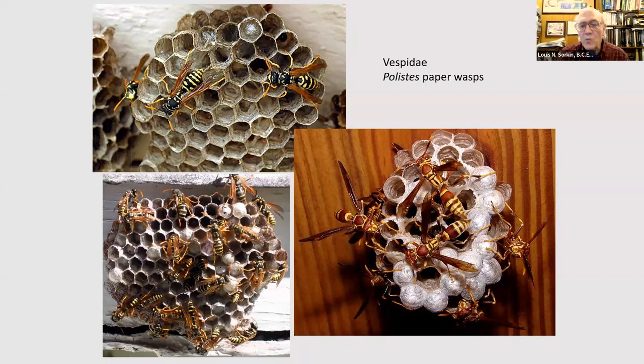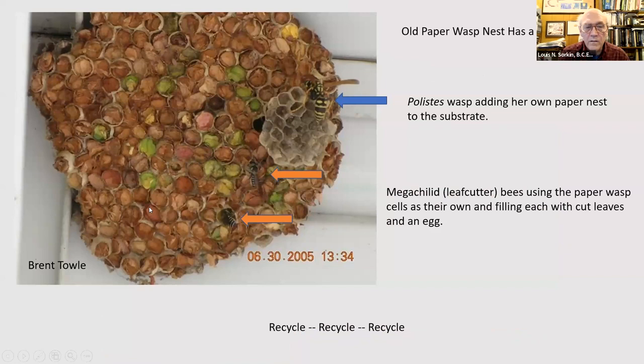This was just online that Brent showed, and it's actually an old paper wasp nest. These two bees, Megachile leafcutter bees, and maybe more of them, have used the abandoned cells, to put their eggs in and the cut leaves in. And this other Polistes wasp said, oh, this is great too. And she started as a new founding queen. She founded and started a new nest on that substrate.